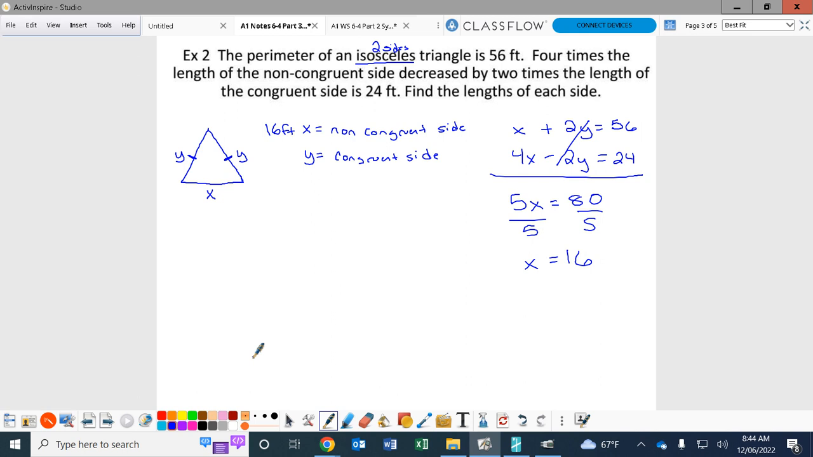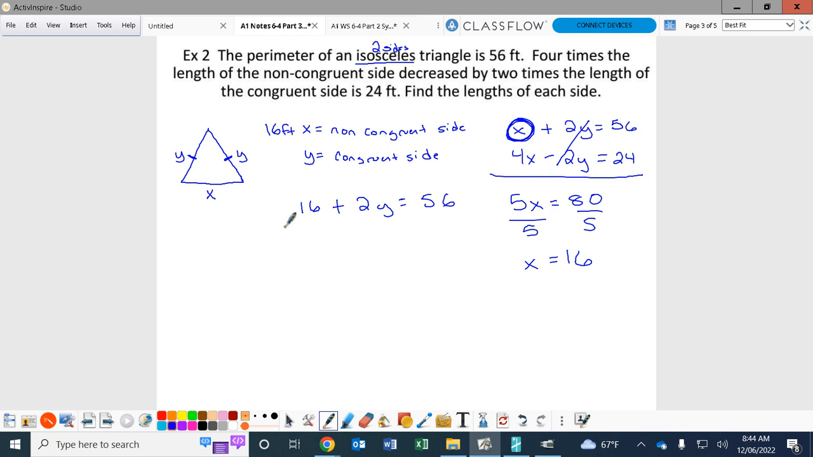Alright, guys, when you're plugging it back in, it makes no difference which one you plug it back into, but do you see the top one has no negatives in it? I tend to avoid the equations with negatives unless the numbers are completely outrageous. I'm going to go with the top one just because it has no subtraction in it. So it's going to be 16, I'm replacing this x, plus 2y equals 56. I'm plugging that back into the x in the first equation.